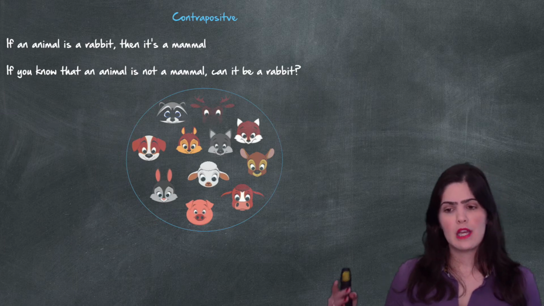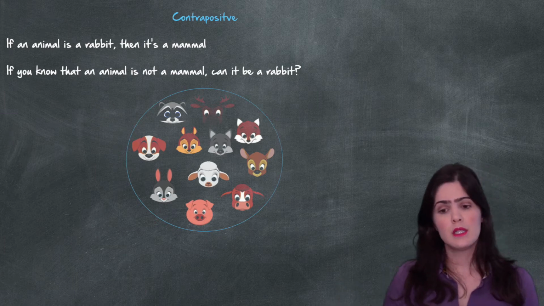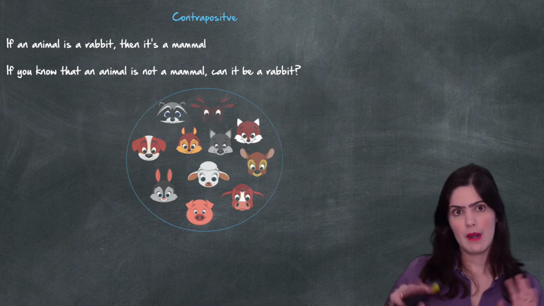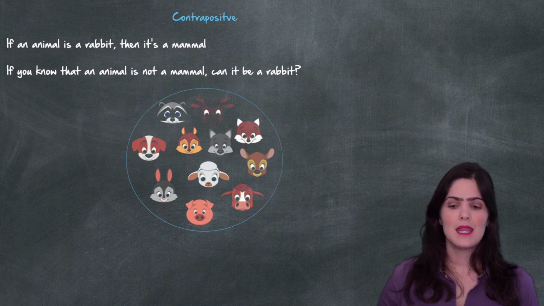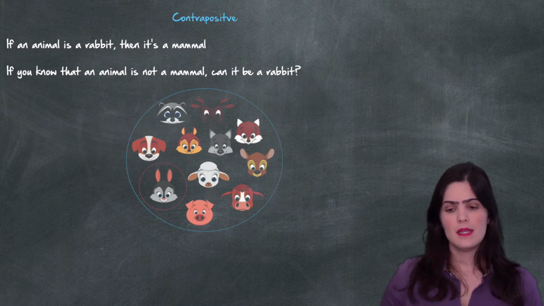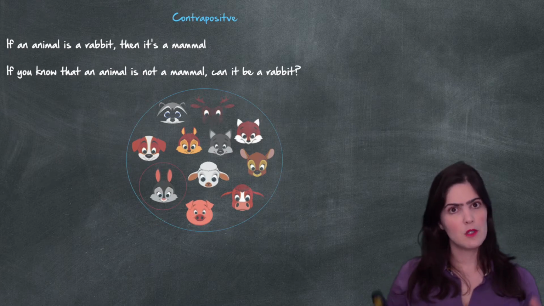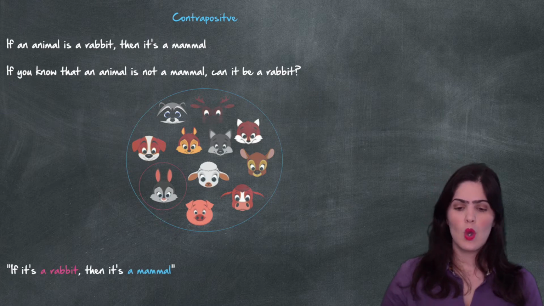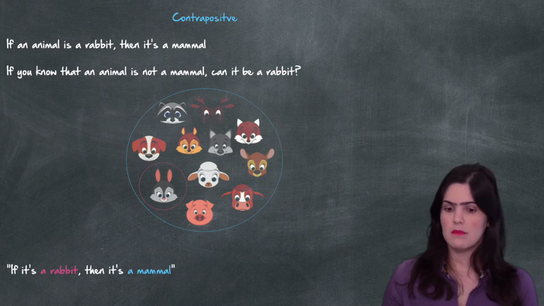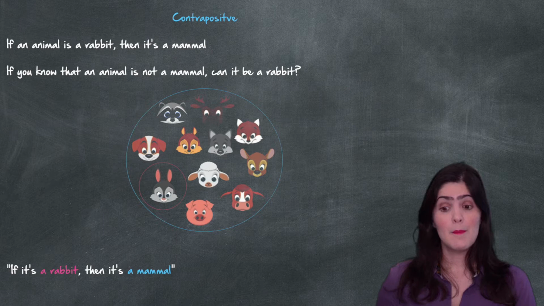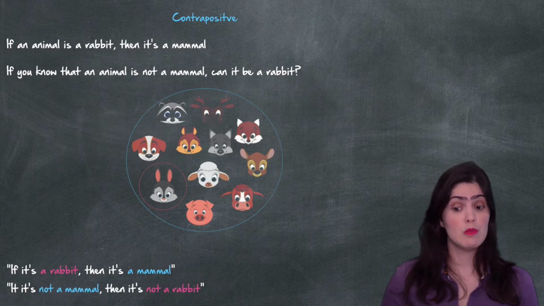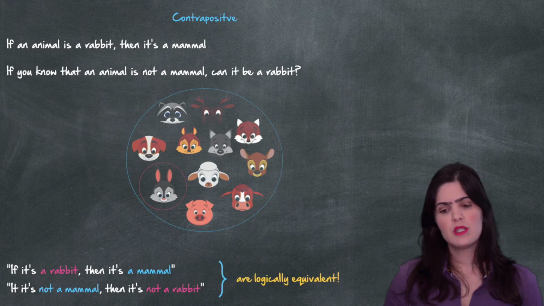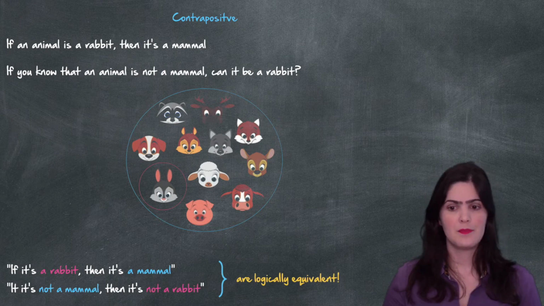Here I have the collection of all the mammals in the world inside this blue circle. Some of them are hiding, but trust me, they are there. And then if I encircle all the rabbits, they are going to be inside this pink circle. So if it's a rabbit, then it is a mammal, right? But if you're not a mammal, if you're not inside the blue circle, there is no hope for you to be a rabbit. And these two statements are logically equivalent.